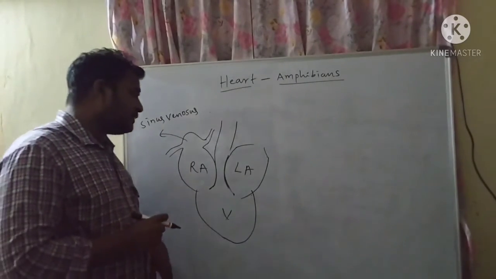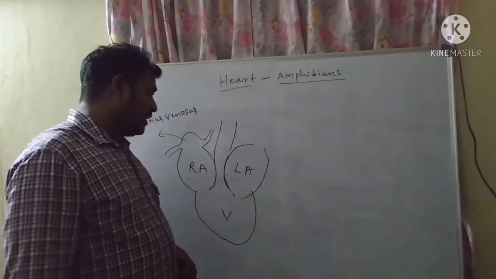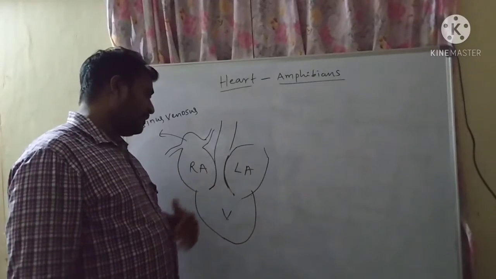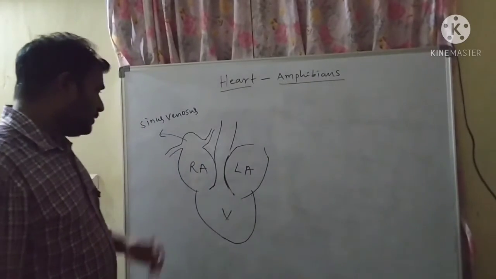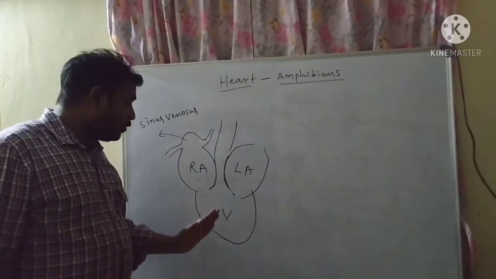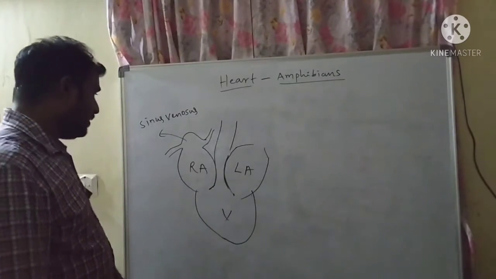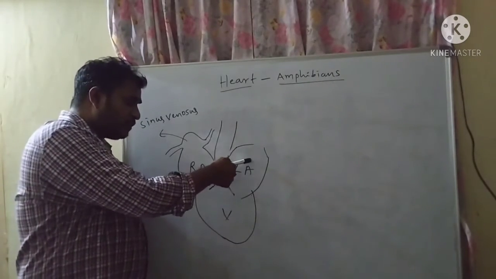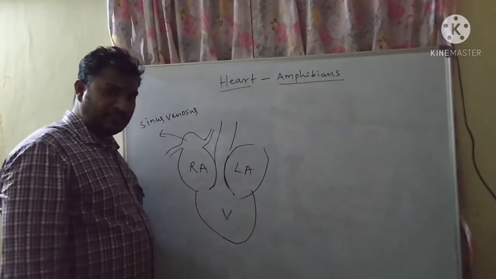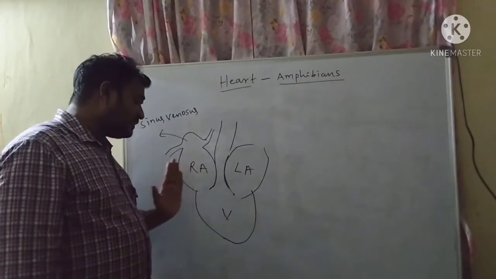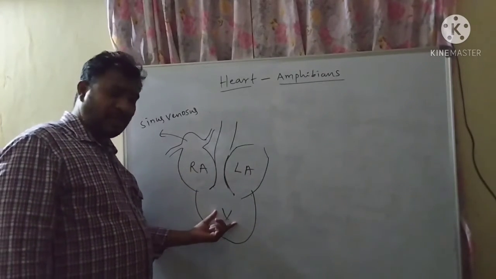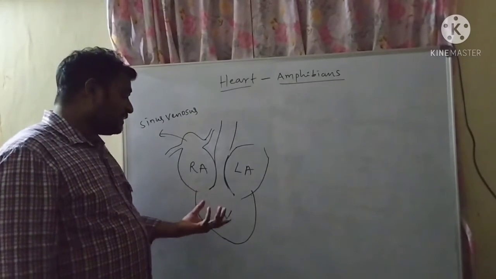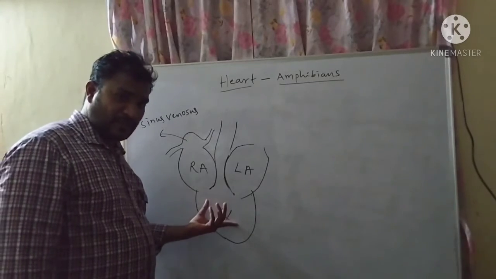Then the oxygenated blood enters into the left auricle from the lungs. Now the right auricle and left auricle open into the ventricle. The right auricle pours the deoxygenated blood into the ventricle and the left auricle pours the oxygenated blood into the ventricle. So both deoxygenated and oxygenated blood are mixed inside the ventricle. The ventricle consists of mixed blood in the amphibian's heart.